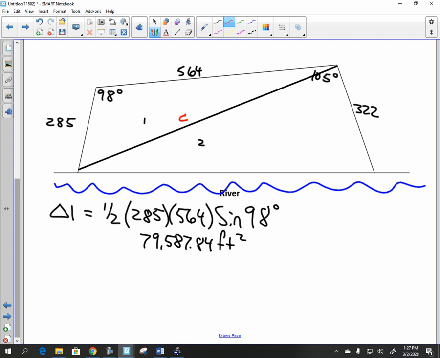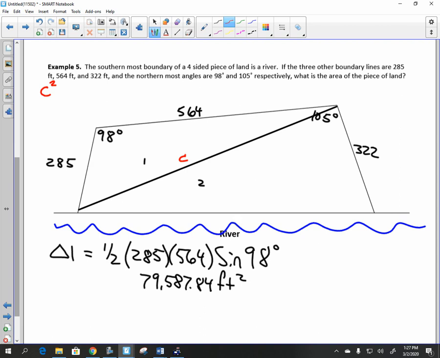Excellent. Pythagorean theorem. Except the Pythagorean theorem only works if I have what kind of triangle? 90-degree. We don't have a 90-degree triangle. Law of cosines. Because what kind of triangle do we have? Side, angle, side. Side, angle, side. And that says use the law of cosines. So let's set that up.